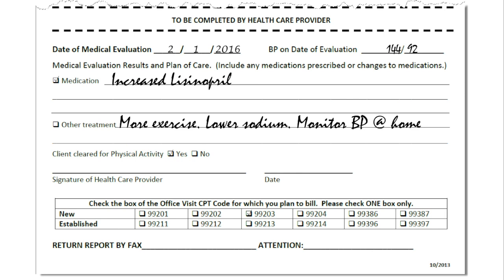Then at the very bottom, we have the checkbox for the office visit CPT code. That's really important that the provider's office checks that so that we can put that into the data system so that they can actually get paid. Because if they don't check it, or if they check the wrong box, then it makes it more difficult. We have to fix that on the back end later on. And it will delay them actually getting their payment for the office visit. All right, so that is the referral for medical evaluation.